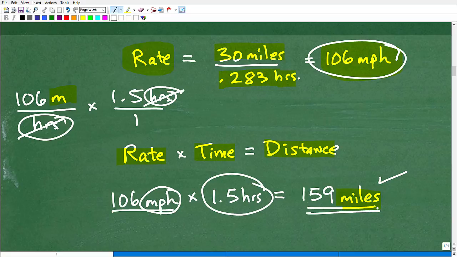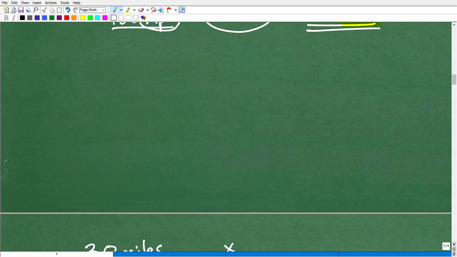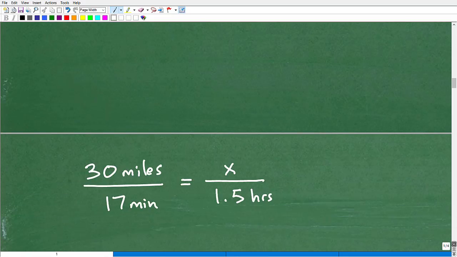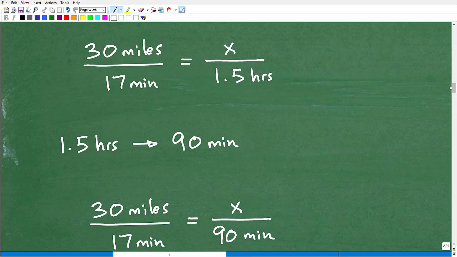Now, we're going to take another approach. We're going to use proportions, and this is actually going to be a little bit easier. This is why you need to know there's not just one way to solve any problem. Generally, there are a couple of different approaches you can take. And when you see this, you're going to be like, wow, this is maybe easier.